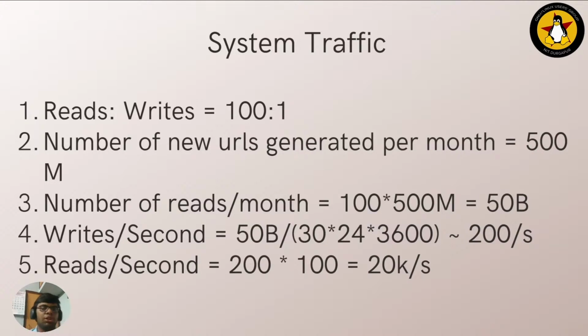This is something which your interviewer will give you in some form or other. He could give you the number of new URLs generated, or the number of unique users, it could be anything. But one basic figure he could give you. Here we have considered 500 million per month, and after that we have derived certain calculations. Number of reads per month: since the number of writes per month is 500 million, the number of reads will be 100 into 500 million, which is 50 billion. Writes per second is 200 and reads per second is 20,000. So these are certain basic calculations which we have done.